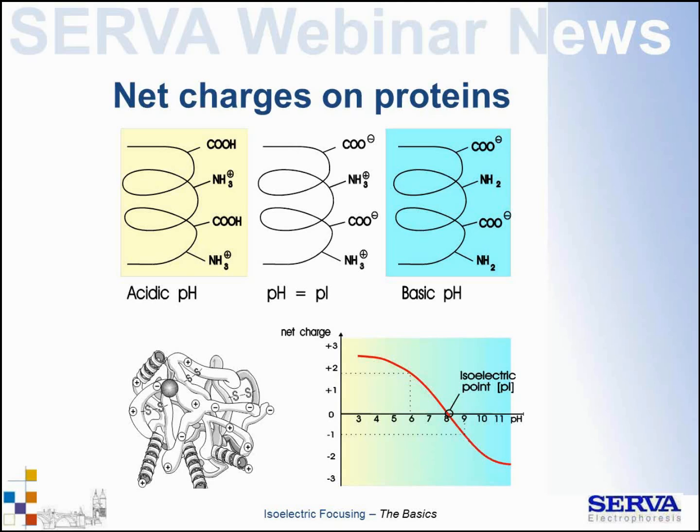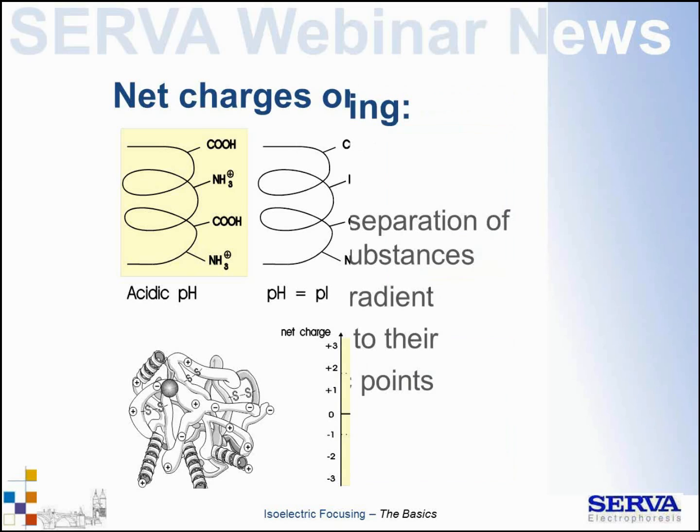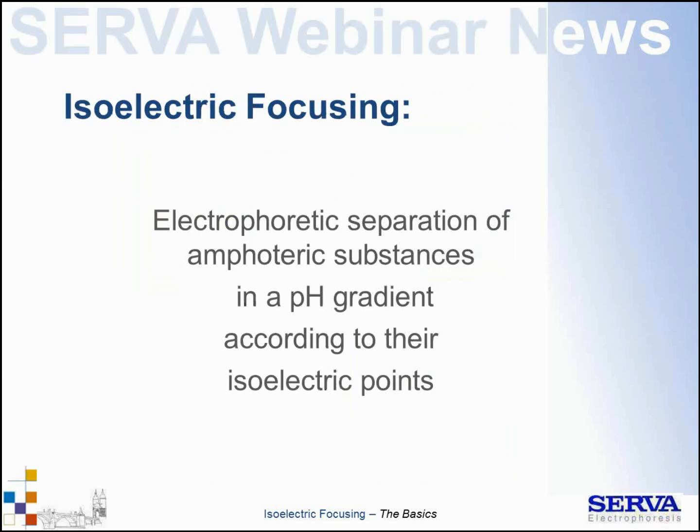physicochemical situations. We have explained last time how you can make a titration curve analysis, so how you can determine such a net charge curve for your protein. If you look into the archive of SERVA, you find the old presentation, and there I have explained how titration curves can be done. Yes, so let me bring it to the point again. Isoelectric focusing is an electrophoretic separation of amphoteric substances within a pH gradient, and they are separated according to their isoelectric point.